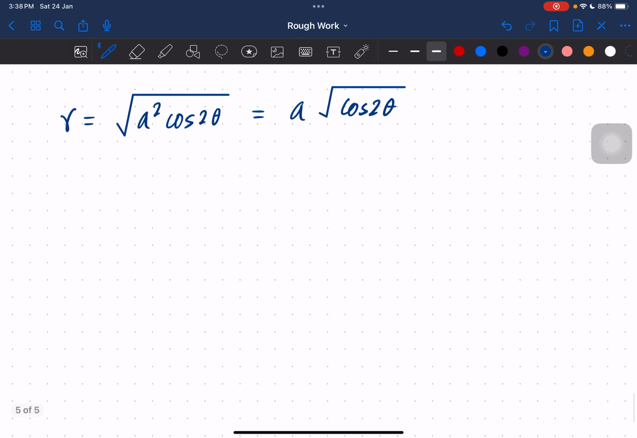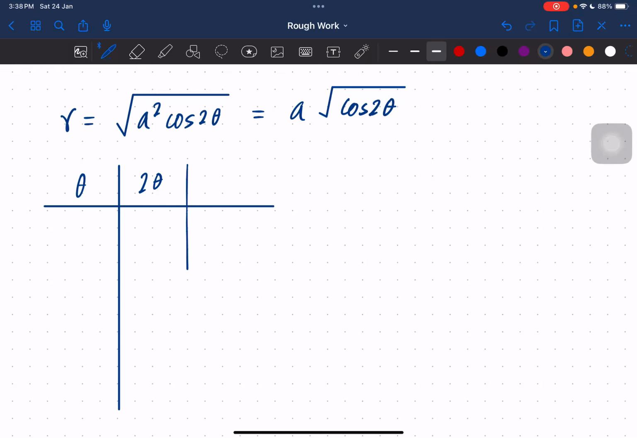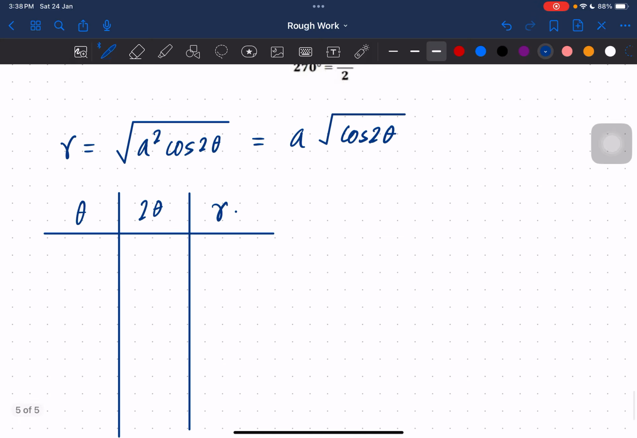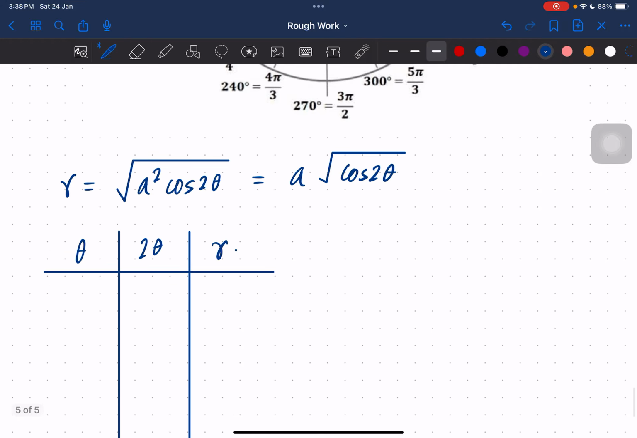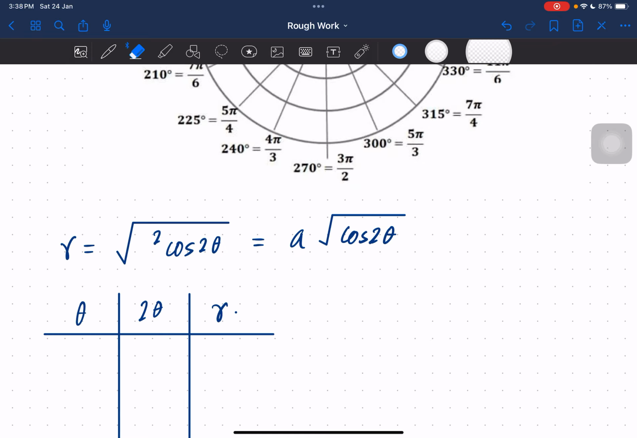Let's start with some initial values of theta. Here we'll do two charts, maybe it will be useful. Theta, then 2 theta, and then finally r. Here we are using a equals 4, so we can use that directly. So this is 4 square, and so it will finally be 4.